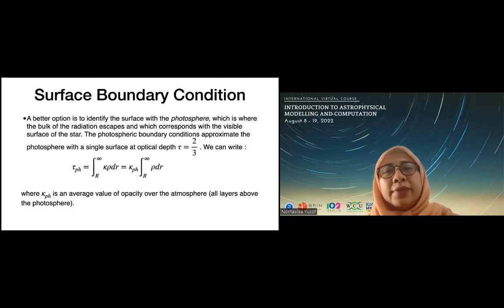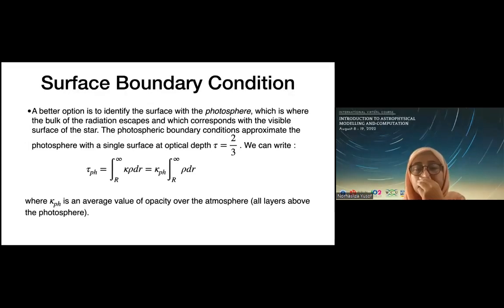The surface boundary condition has a better option, which is with the photosphere. So we know what the photosphere value is, where some radiation moves or escapes, corresponding with the visible surface of the star. We can estimate the photospheric boundary condition with a single surface optical depth, with tau equal to 2/3.